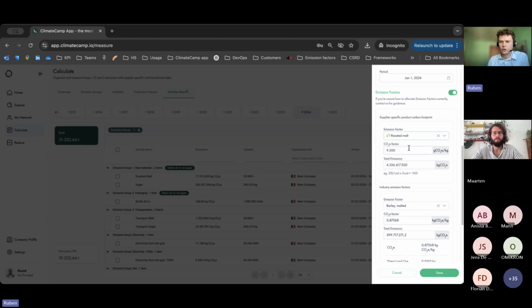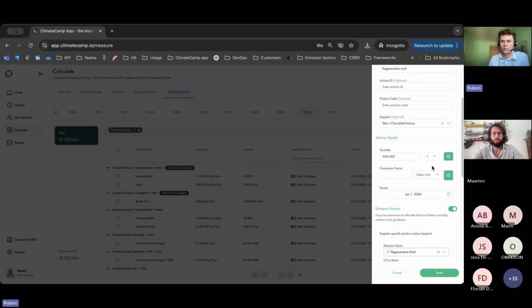If I would take a roasted malt, for example, this is the traditional malt, we see actually that the emission factor in reality in Stan's Factory is higher than the industry average emission factor. So that's a bit where we see the differentiation between using the primary data from the supplier, where we get, okay, what's the real actual PCF, the real emissions that were generated during the production of this roasted malt, or in this case, maybe a more sustainable alternative to regenerative malt compared to the industry average emission factor.